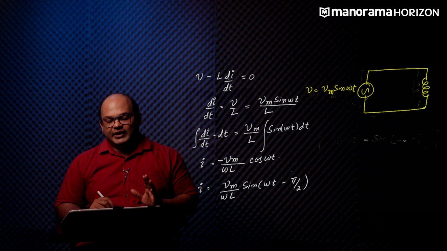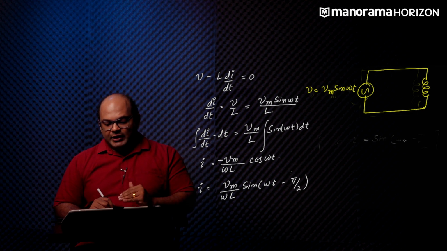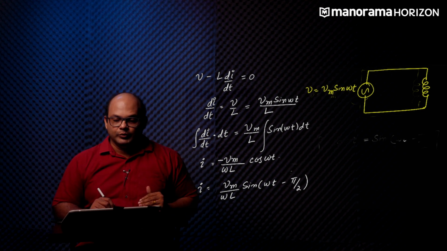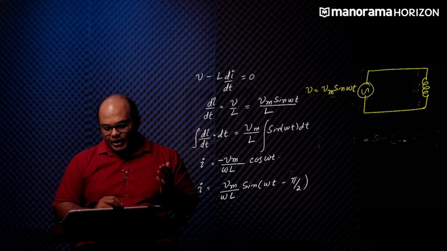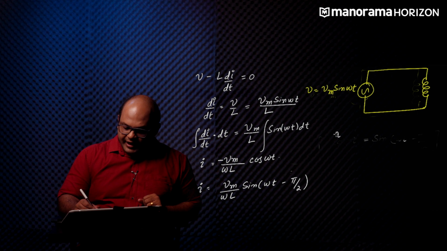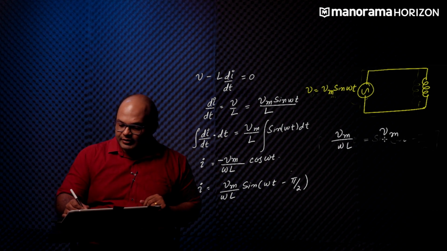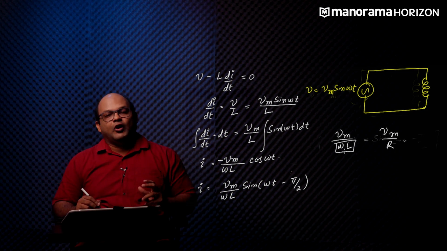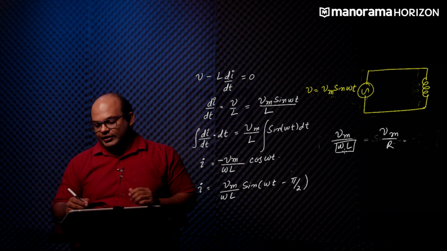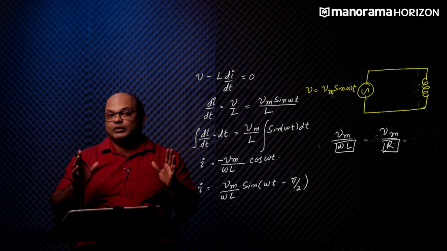Here you can see that we have the quantity Vm, that is the peak voltage provided by the voltage source, divided by omega L, and then we multiply it with sine omega t minus pi by 2. If you compare this equation with the equation for current in a resistive circuit, you will notice that Vm upon omega L looks very similar to Vm divided by R. In other words, this term omega L is performing the same function in an inductive circuit that R is performing in a resistive circuit. They have similar roles, but they are not the same.